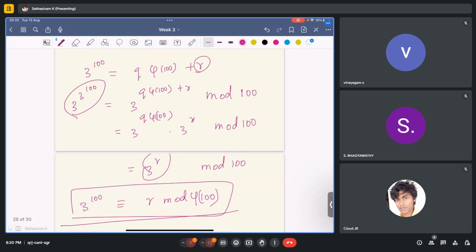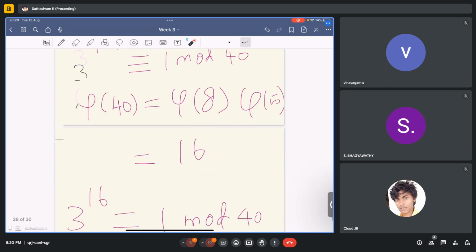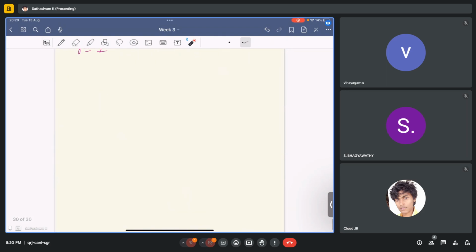Okay. So basically, this is 3 power 100 mod 100, right? 3 power 100 is nothing but 3 power R mod 100, but we just figure out what R is. Okay. So we'll write it here. What we have is 3 power 100 is nothing but 3 power R mod 100. We just figured out that R is equal to 1. So this is congruent to 3 power 1 mod 100.